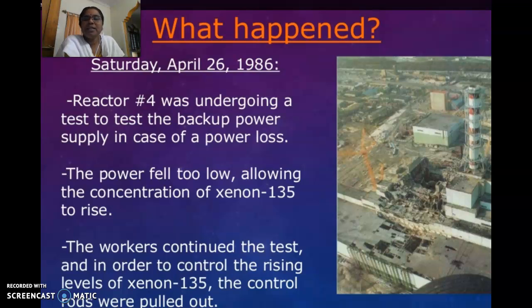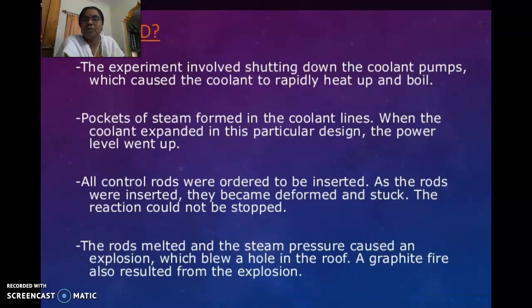It all happened on Saturday, April 26, 1986. The reactor was undergoing a test of the backup power supply in case of a power loss. The power fell too low, allowing the concentration of xenon 135 to rise. The workers continued the test, and in order to control the rising levels of xenon 135, the control rods were pulled out. The experiment involved shutting down the coolant pumps, which caused the coolant to rapidly heat up and boil. So pockets of steam formed in the coolant lines.